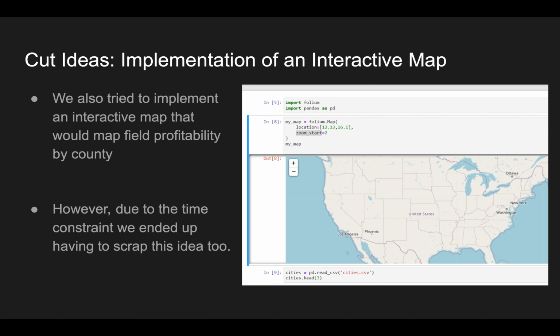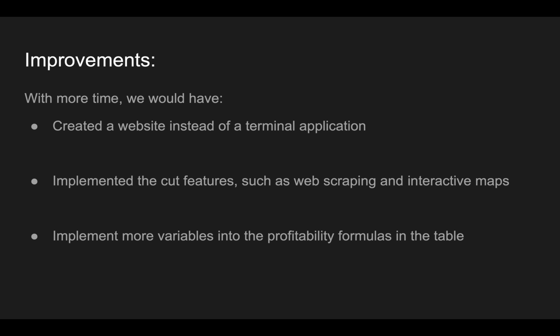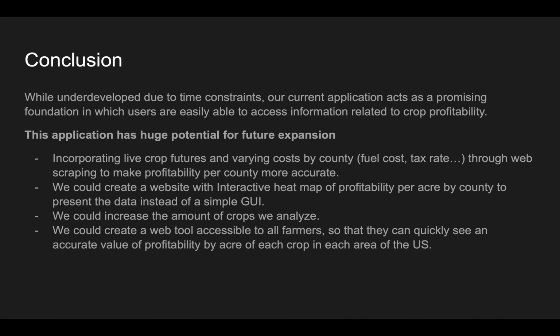Another idea we had to cut, unfortunately, was an interactive map that would show field profitability by county. Again, we had to cut this feature too. With a little more time, we could have created a website instead of a terminal application. We could have implemented the cut features such as web scraping and interactive maps, and implemented more variables into the profitability formulas in the table.